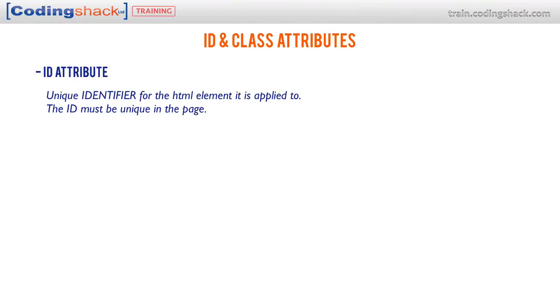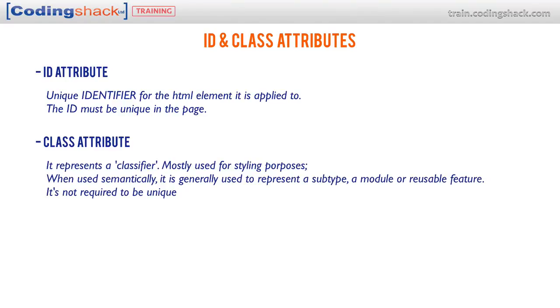No two HTML elements in an HTML document should have the same ID. Its value is totally up to you. You use it to mark an element with a unique name. Class represents, like the name implies, a classifier. While an HTML element represents a type, like a button, div, span, paragraph, the class can be used to represent a subtype: rounded button, bordered div, one-column span.